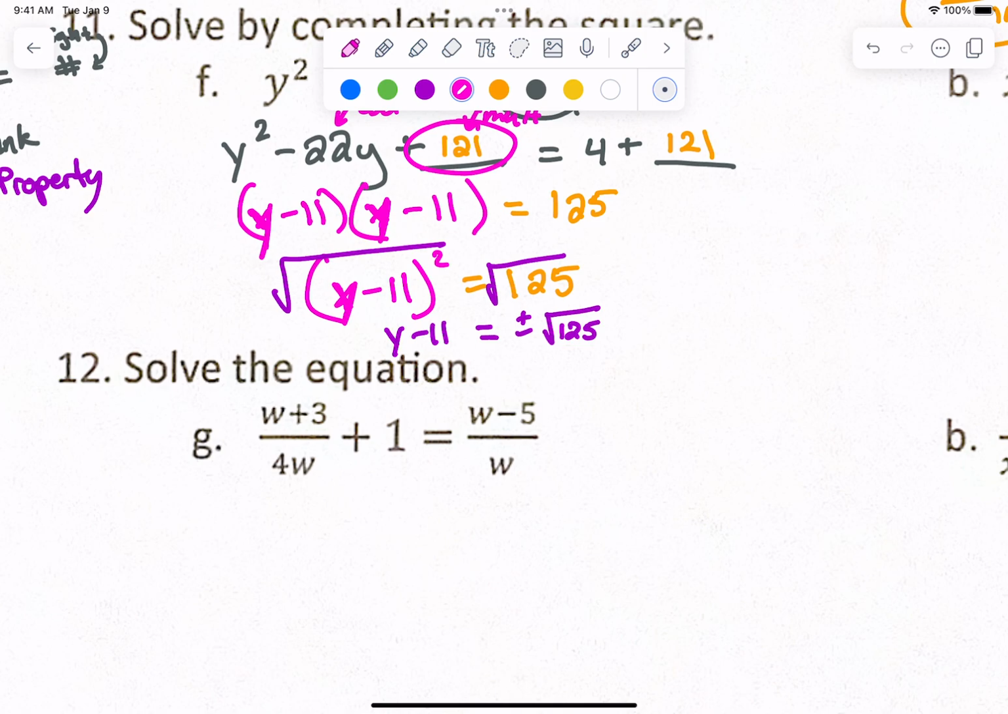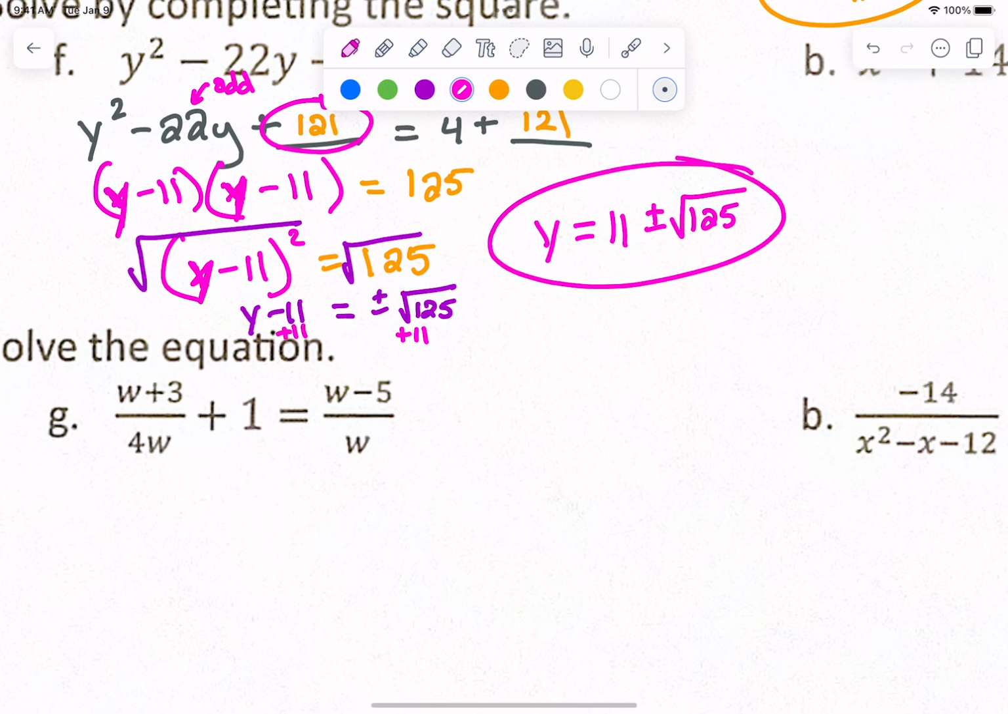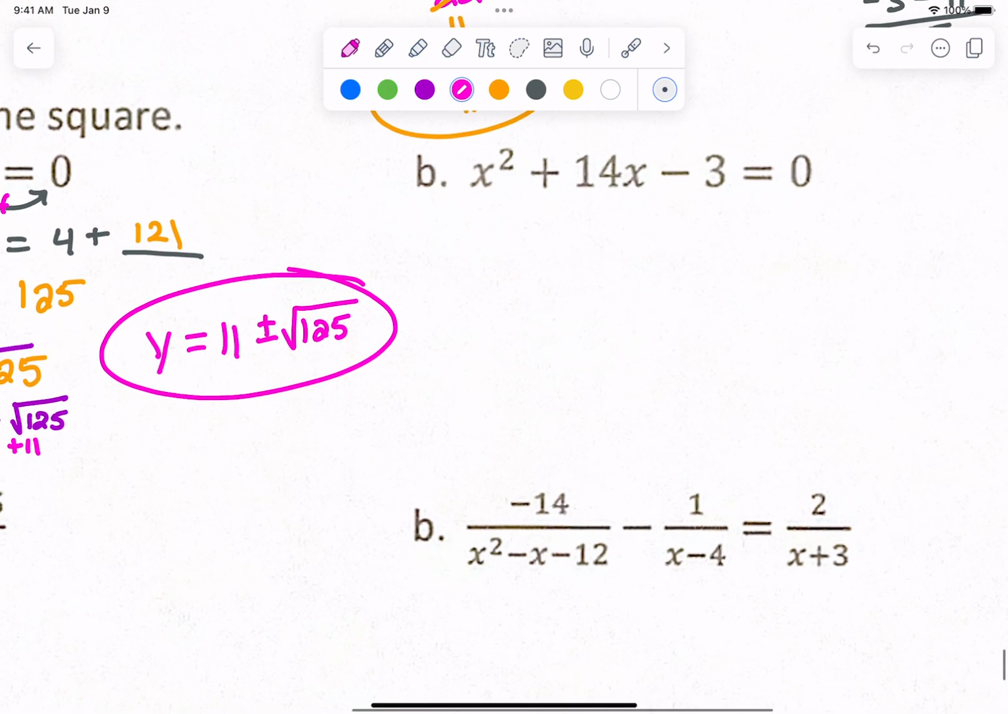Okay? Last thing. Get y by itself. Minus 11, add 11 to both sides. y equals 11 plus or minus the square root of 125. Okay? Or 5 square roots of 5 if you want to simplify 125.